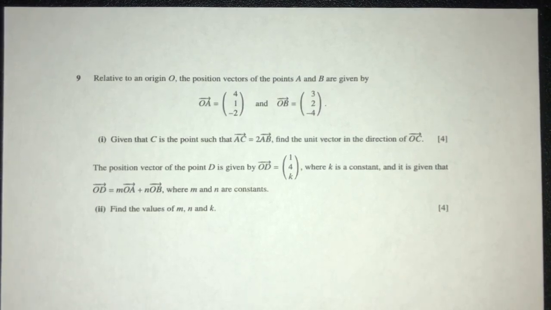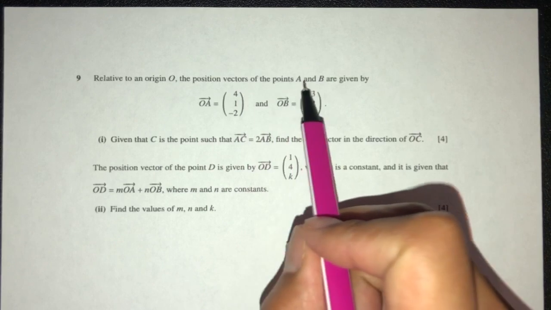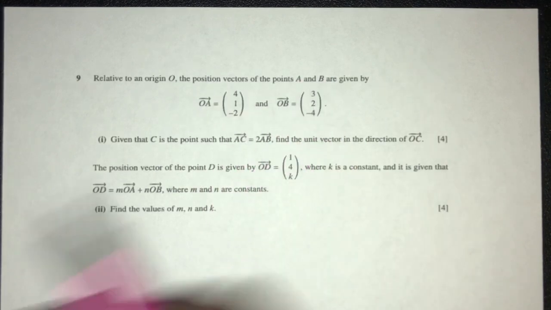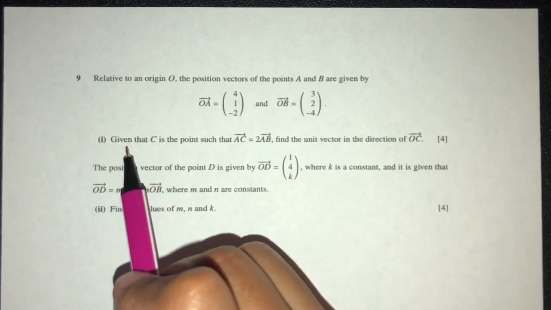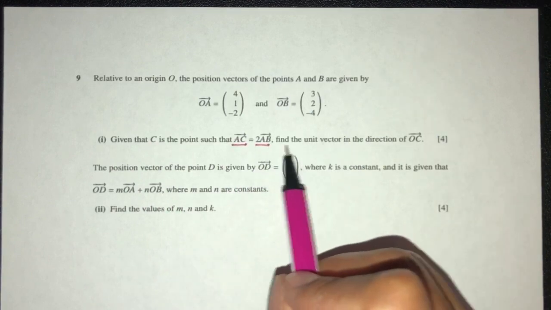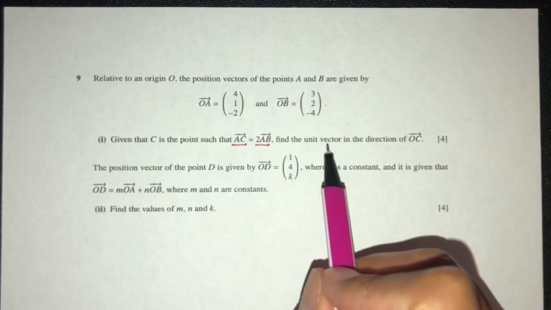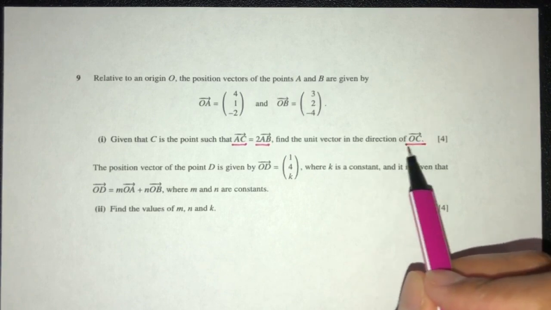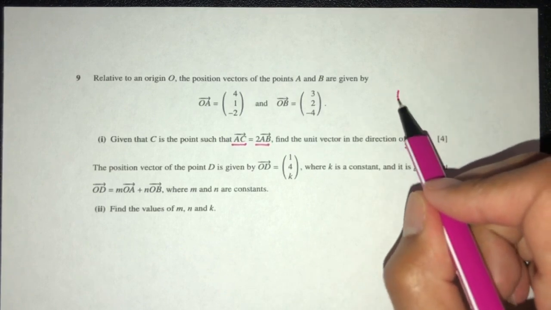Let's move on to the next question. Relative to a point O, the position vectors of A and B are given to you by this and this. Part 1: given that C is a point such that we have this and this, we have to find the unit vector in the direction of OC. So pretty easy. That will be what?